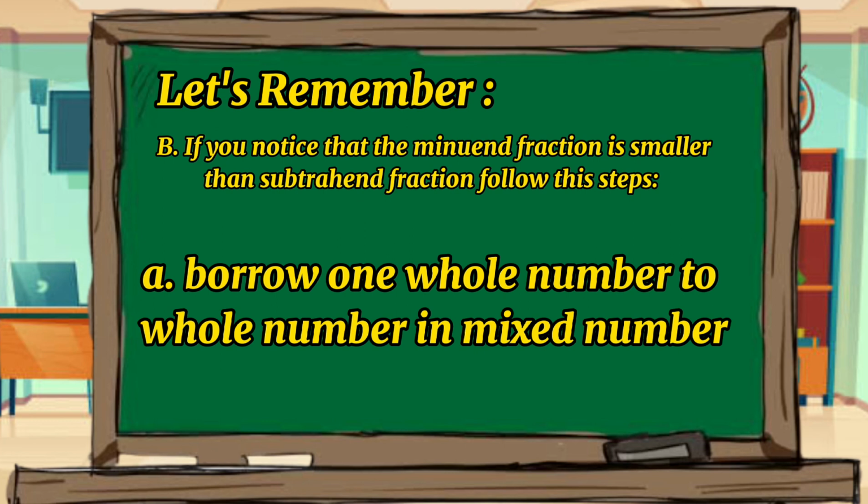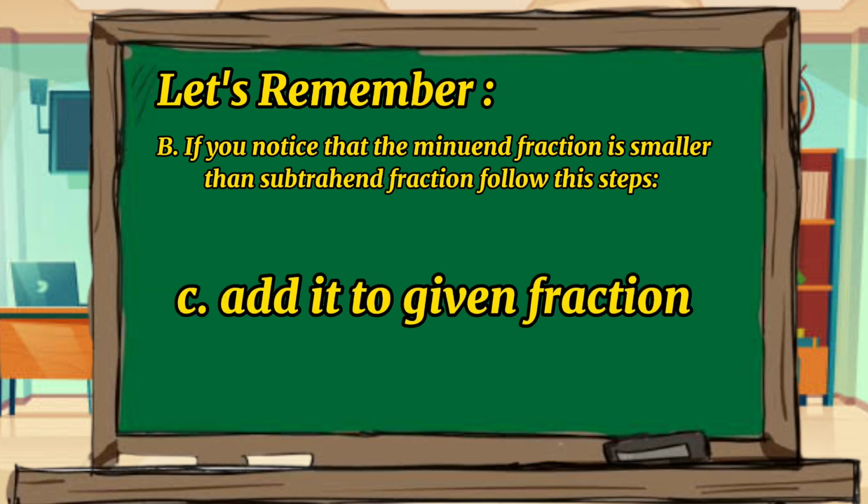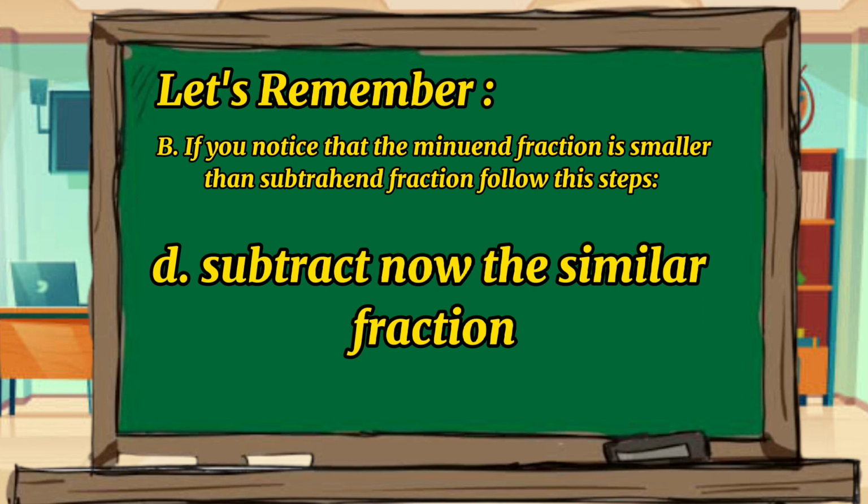If you notice that the minuend fraction is smaller than the subtrahend fraction, follow these steps. 1. Borrow one whole number from the whole number in the mixed fractions. Then, convert the one whole number into a fraction. Then, add it to the given fraction. Lastly, you can now subtract the similar fractions.